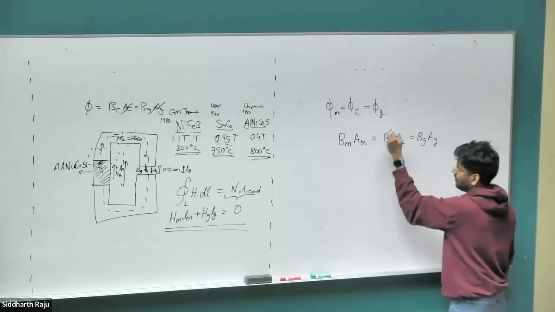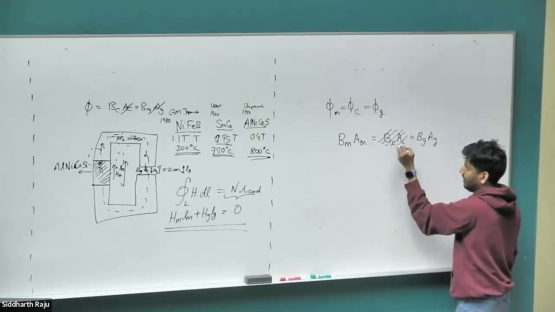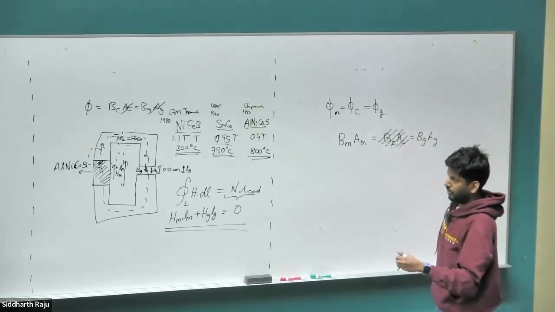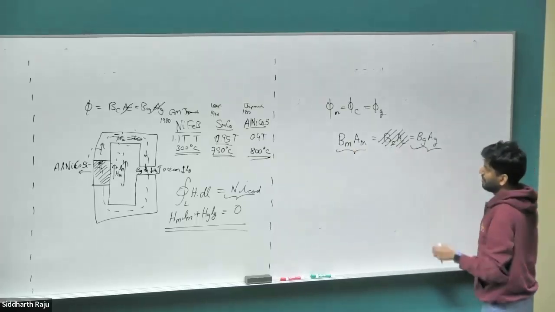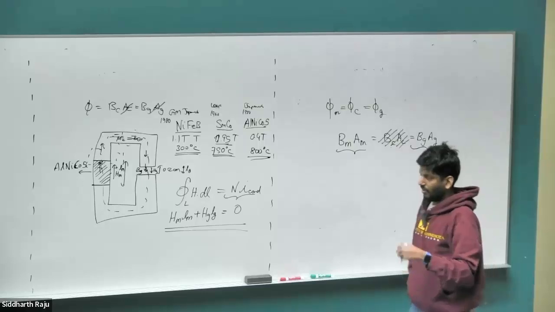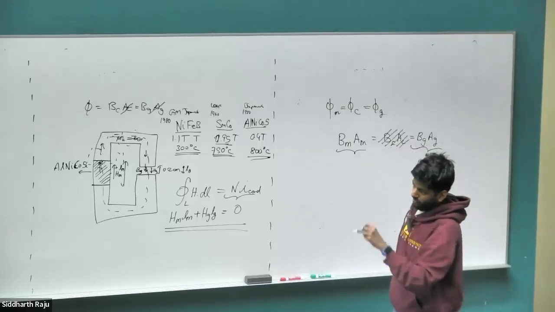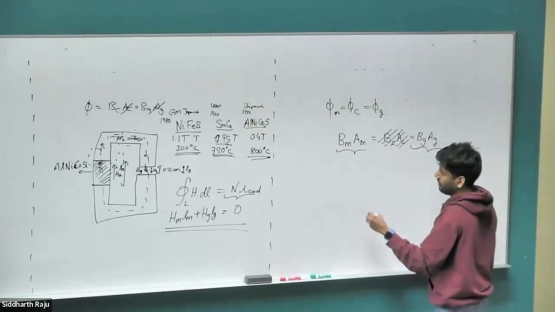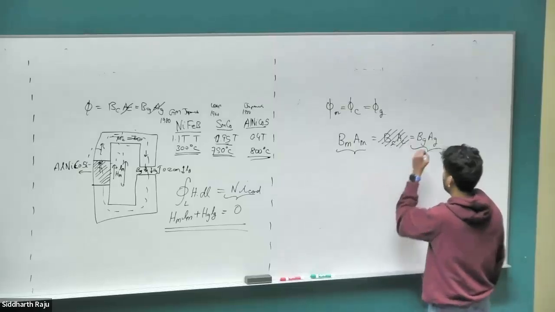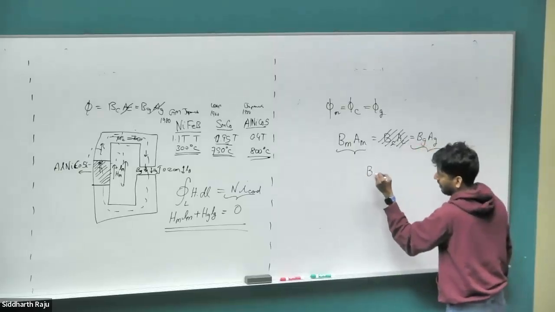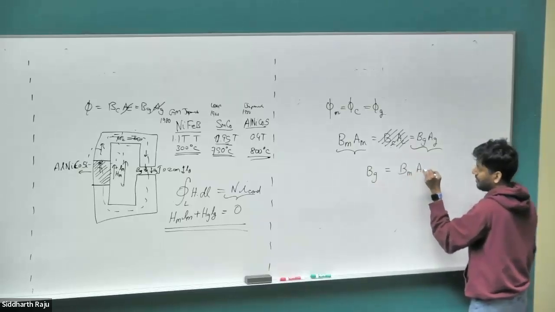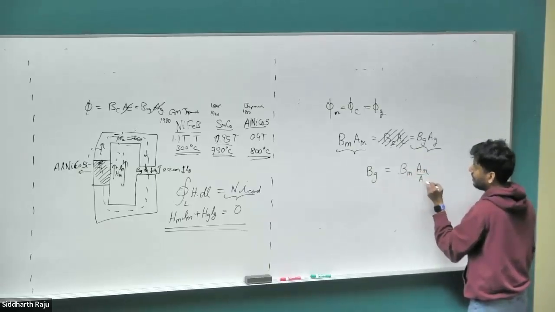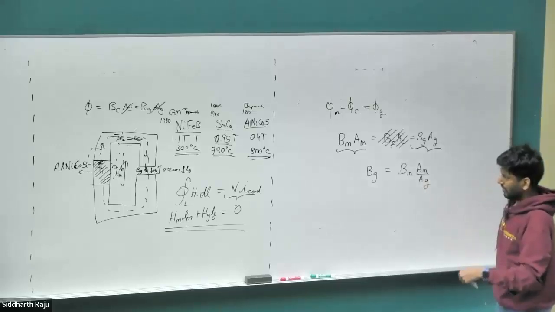So the core itself is not something that we are interested in at this point. The reason is we assume the relative permeability of that is infinite. All we are worried about is this relationship linking BmAm with BgAg. And once we have this, then of course we can go back and substitute the other relationships that we have, which basically says, let me express Bg as Bm Am divided by Ag, right?